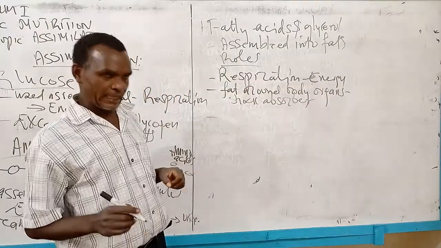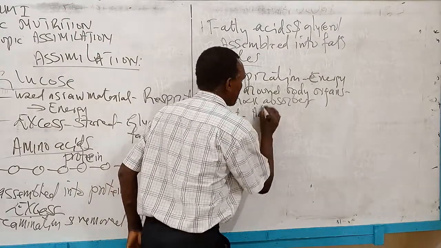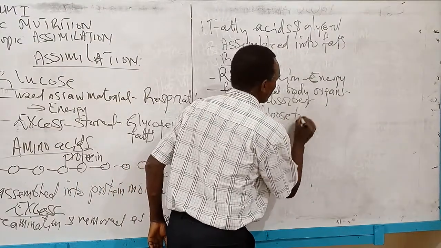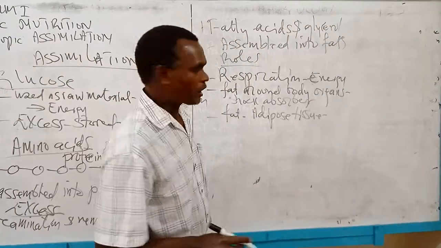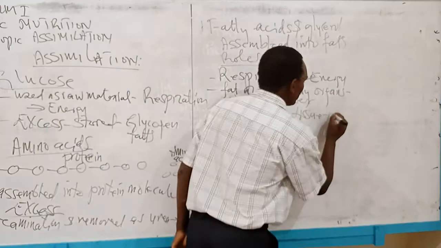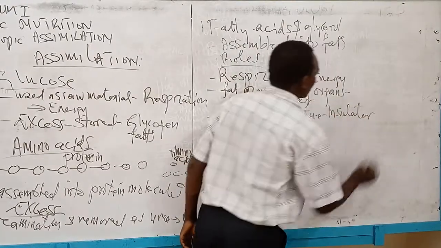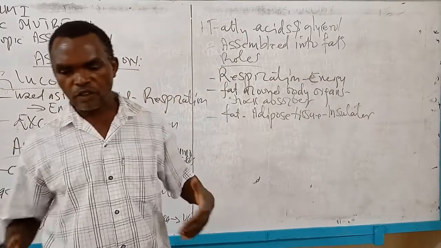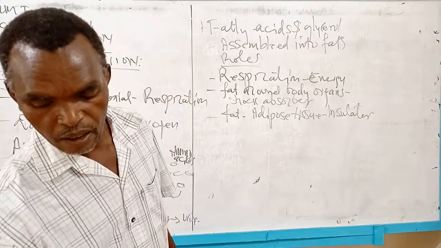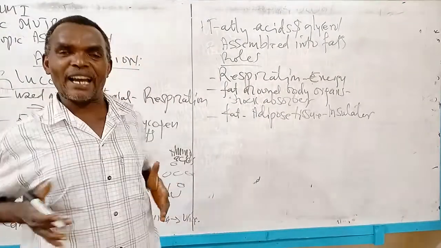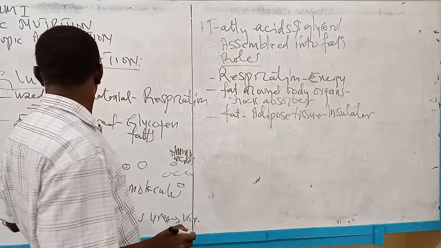Fat underneath the skin, so this is what we call fat in the tissues. We call it adipose tissue. This one is used to protect the body against heat loss. Therefore, it's an insulator. That's why you find people who have a lot of fat around their body, they don't feel so cold, because they have a blanket to protect them from heat loss to the surrounding.